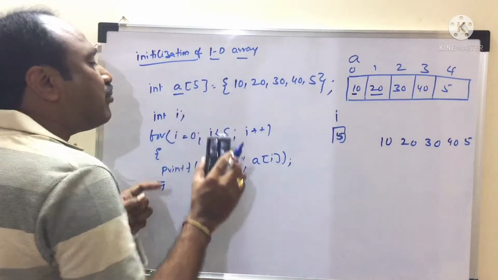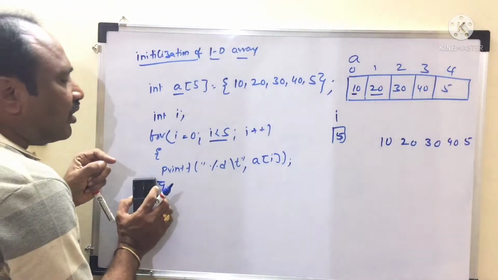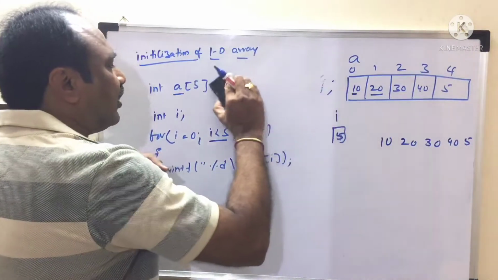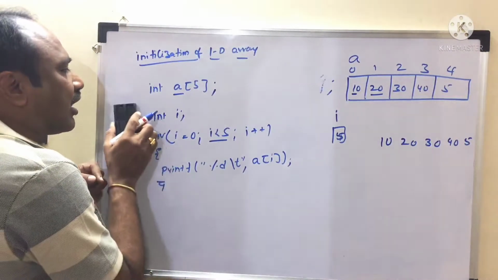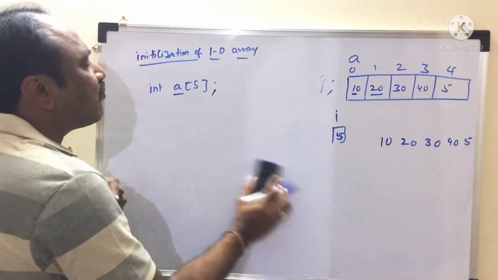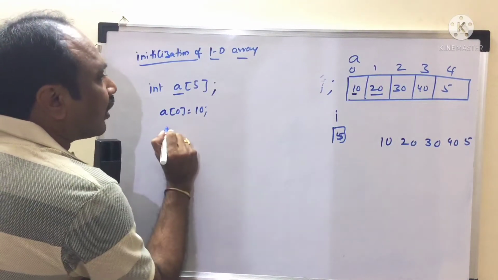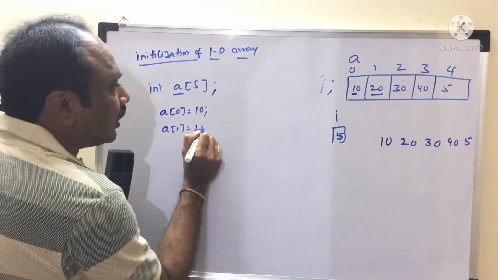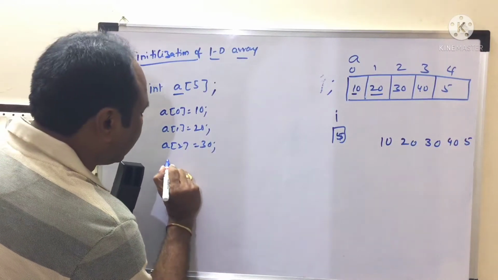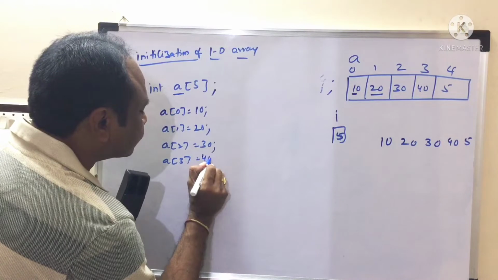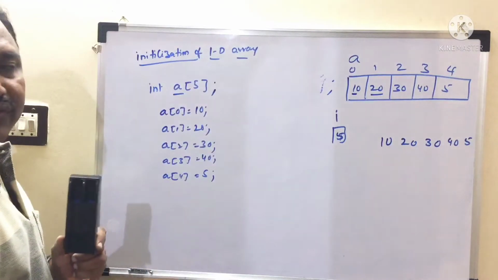Okay, this is one way of initialization of one-dimensional arrays. You can initialize the same using one more example also. Okay, this is initialization procedure 1. I will explain one more approach, that is int A[5]; Okay, what is the meaning of this? Under the name A[5], how many values can I store? 5 values. A[0] = 10, A[1] = 20, A[2] = 30, A[3] = 40, A[4] = 5. You can take this also.